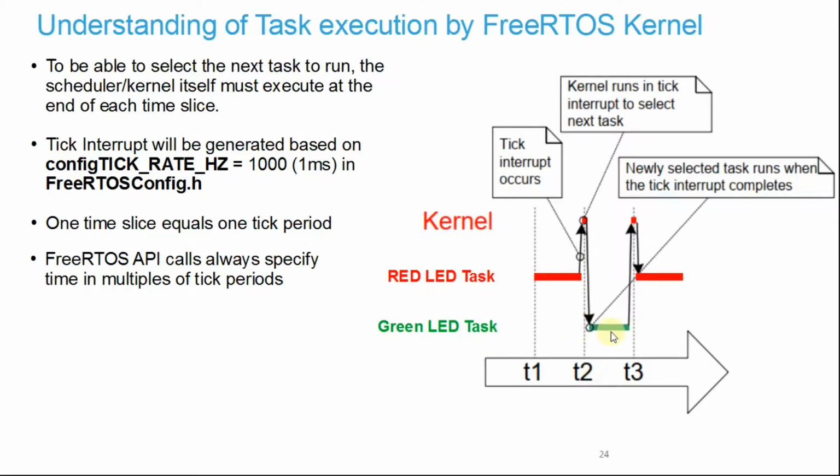Then in the next time slice, the green LED task will be executed. Again a tick interrupt will be generated, and then the scheduler will switch the execution from the green LED task to the red LED task, and it will go on like this. So this is how the FreeRTOS kernel will execute tasks which have the same priority. Here we have a red LED task as well as a green LED task, and we have configured these two tasks in our application with the same priority, that is priority 1. Now the same behavior we are going to verify using FreeRTOS debugging tools.